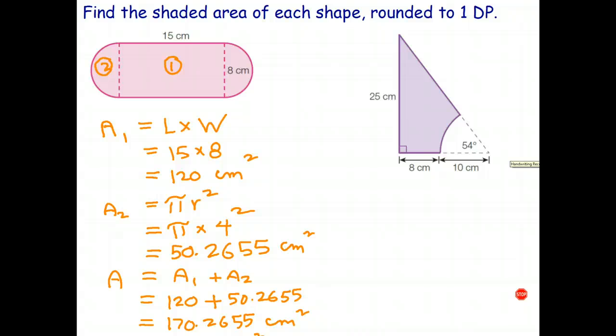Okay, welcome back, students. Let's go ahead and do this one. Now, this one's slightly different to the previous one. What we have here is a triangle, but with part of a circle cut out. So first thing we're going to do, area 1 is going to be the whole triangle. Area 2 is going to be the area of the sector, and the shaded area is going to be area 1 subtract area 2 in this case. Okay, let's go ahead and do the calculations.